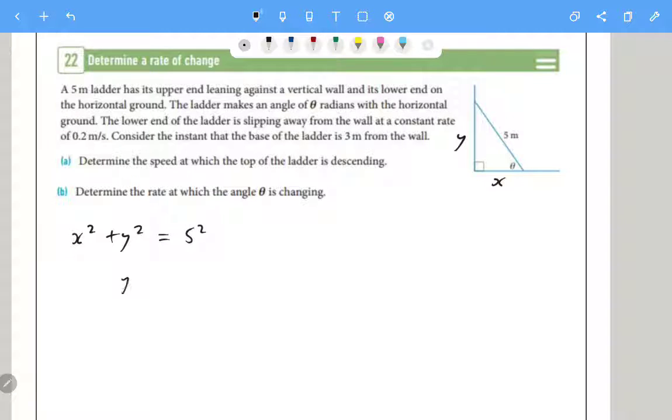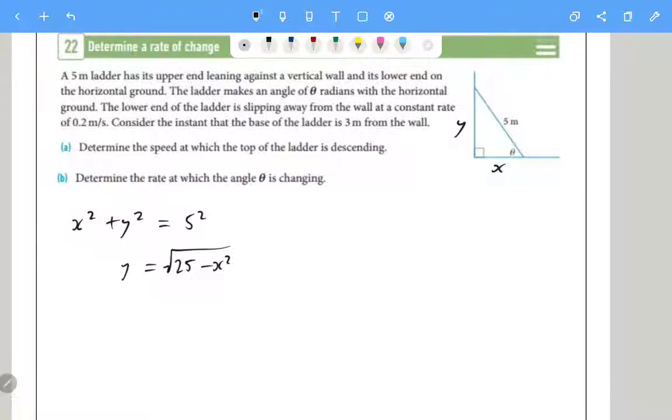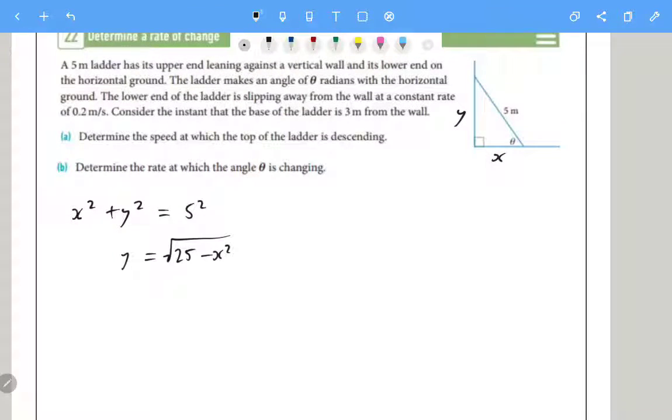And we can rearrange this for y. Now we've taken the square root. In this case, we're only interested in the positive y because this is a distance, and it doesn't make sense in this context for the y, the height of the ladder, to ever be negative. So we're only interested in the positive root. Alrighty, so that was just algebra up to here. But let's actually think about what the question says.